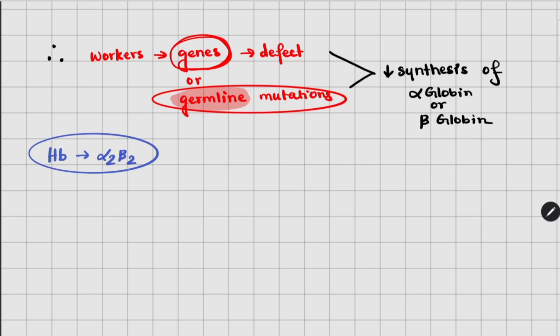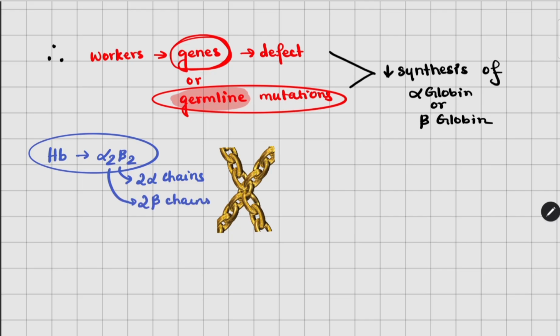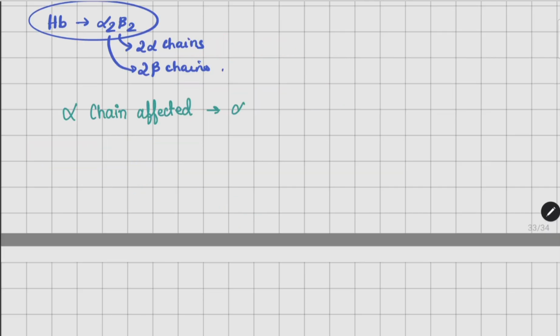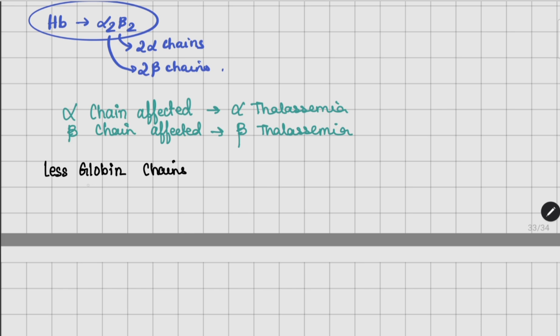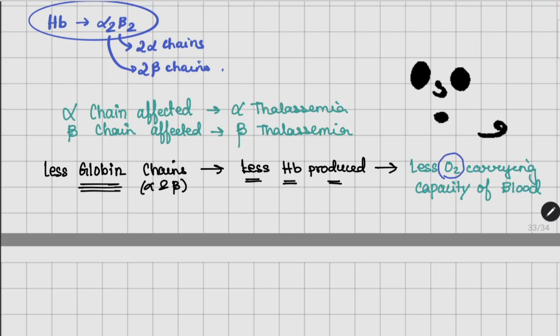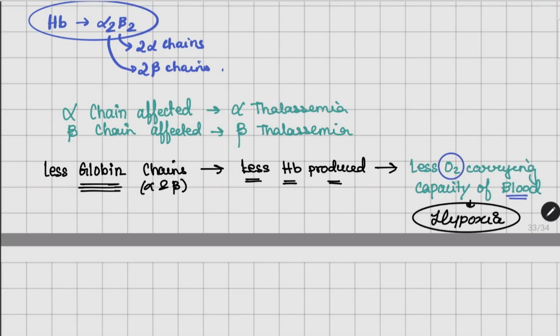Now, what are alpha globin and beta globin? We know that hemoglobin is made up of 2 alpha chains and 2 beta chains. And when alpha chain is affected, we get alpha thalassemia, and when beta chain is affected, we get beta thalassemia. Therefore, when less globin chains will be produced, the formation of hemoglobin will also be less, and there will be decreased oxygen carrying capacity of the blood. This will lead to hypoxia. This is our first point.